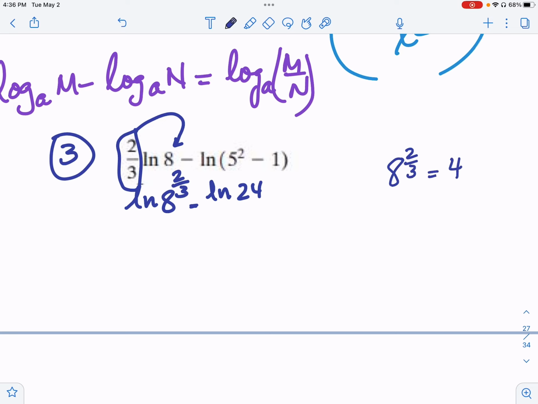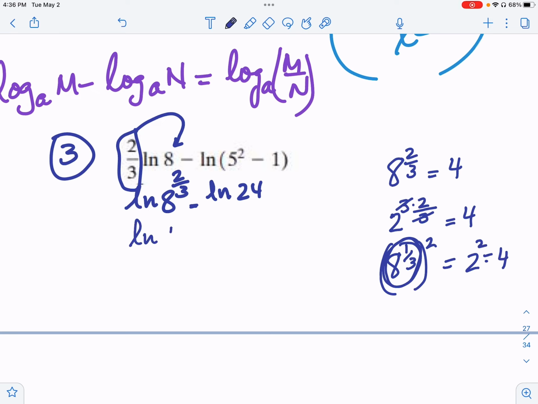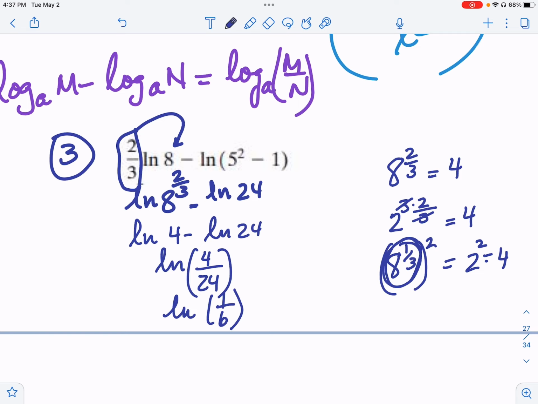How did that happen? A couple of ways. 8 can be written as 2 to the third power. And we already have 2/3 there, which you can cancel the 3's, 2 to the second is 4. Or I could also write this as 8 to the 1/3, squared. Now 8 to the 1/3 is cube root, and cube root of 8 is 2, and then squared, which is 4. So back to 4, which means this is natural log of 4 minus natural log of 24. And I can compress this into a single log as a quotient. Obviously that's 24. Now 4/24ths can be simplified, so we have natural log of 1/6.